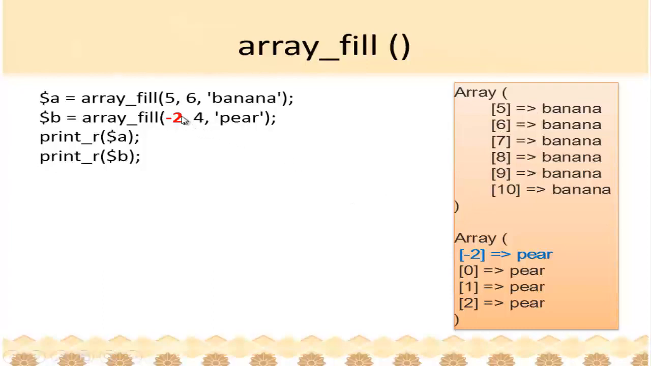If you use a negative number as the start index, then this will be the first index of the new array. Remaining elements will be starting from 0. So the first element will get that value. From then onwards, it just takes the 0 index element, but it's going to repeat it 4 times.